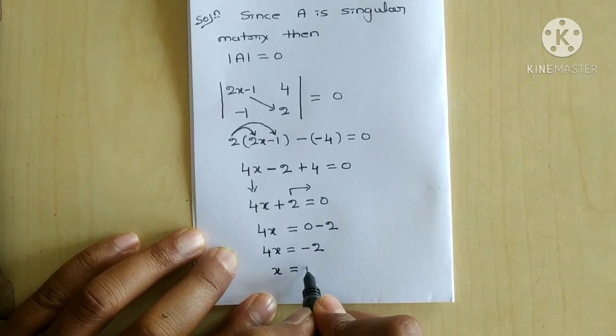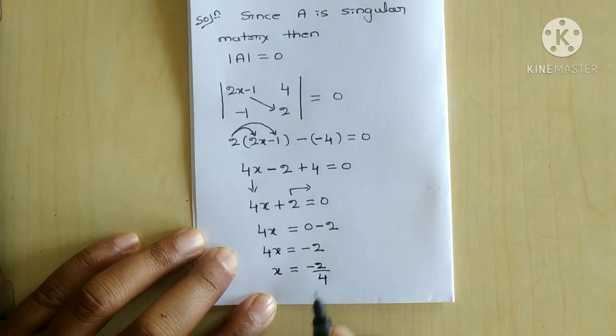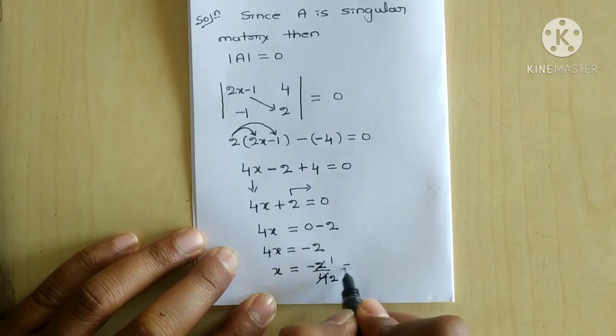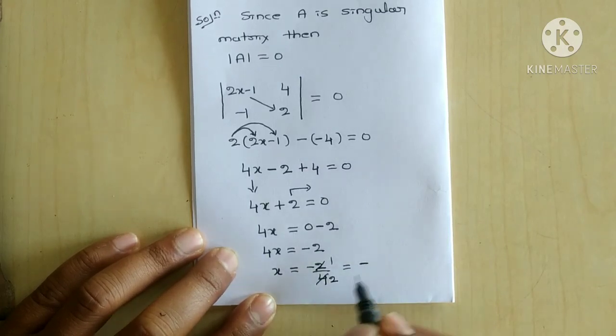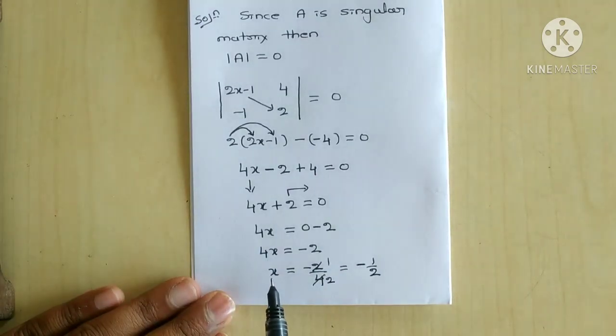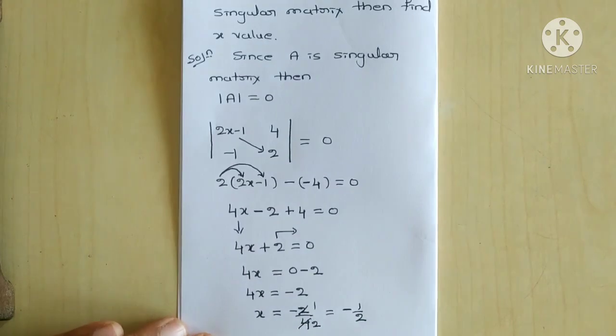Finally, which value do you want? The x value. So this is minus 2 divided by 4. Cancel: 2 ones are 2, 2 twos are 4. So the final answer is 1 divided by 2. Therefore, the value of x is minus 1 divided by 2.